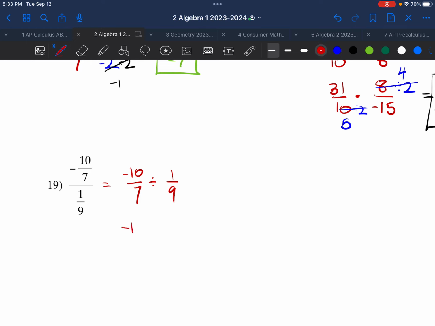So if I keep it negative 10/7 and I flip this to 9 over 1, then I'm ready to multiply straight through. Can I divide anything? 10 and 1 can't be reduced. 7 and 9 are also co-prime, cannot be reduced. So this is going to be negative 90 over 7 to get my final answer.